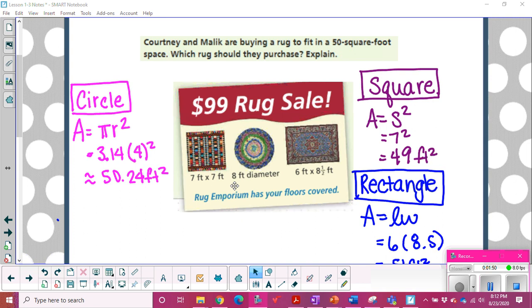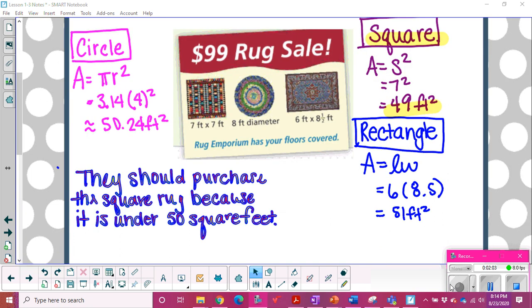And looking at all three of these, the only choice that's under 50 square feet would be that of the square. So this is the one that Courtney and Malik should purchase. Make sure that you write your answer down because it did ask you to explain, so you need to use sentences to explain, as well as be able to back it up with your work that we have over here. Okay, let's move on to today's lesson.